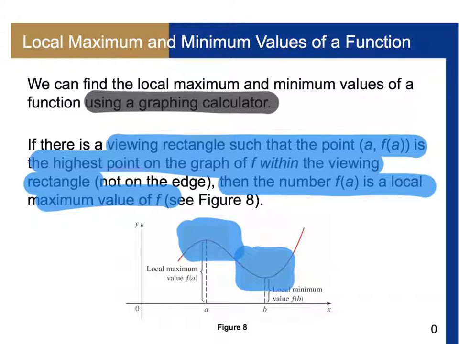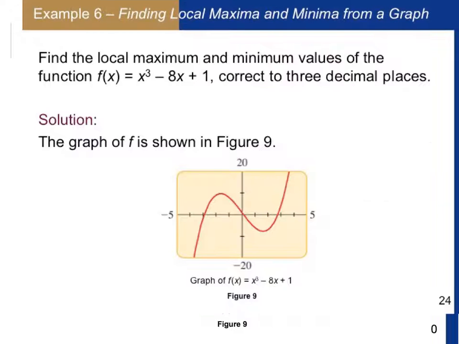But again, you can think of it this way: local maximum is just the top of a hill. Local minimum is just the bottom of the hill. Let's look at another example. Here we have a cubic function, f of x equals x cubed minus 8x plus 1. We shouldn't have to know how to graph this yet in section 2.3, but we will soon. So this is our graph.